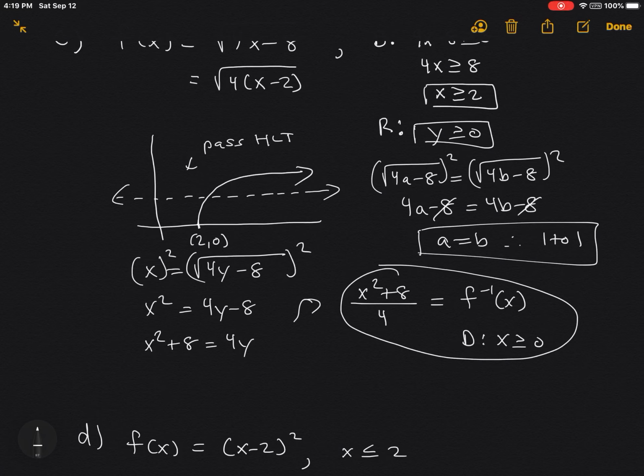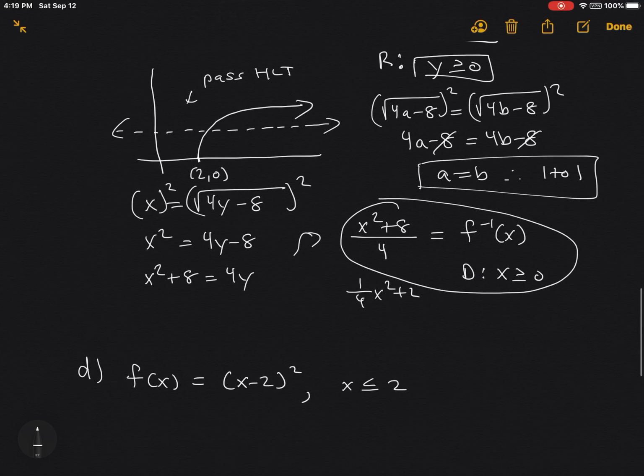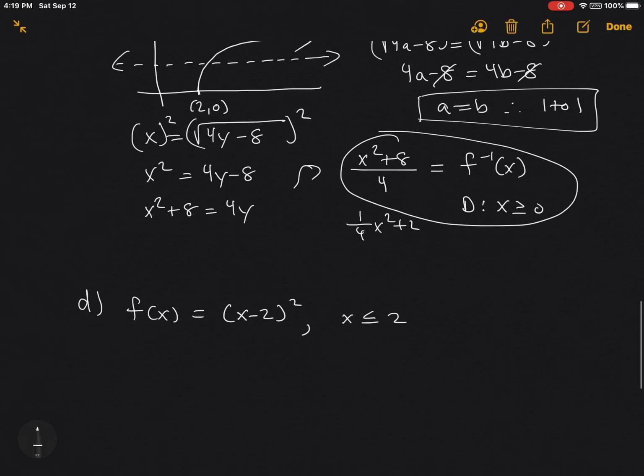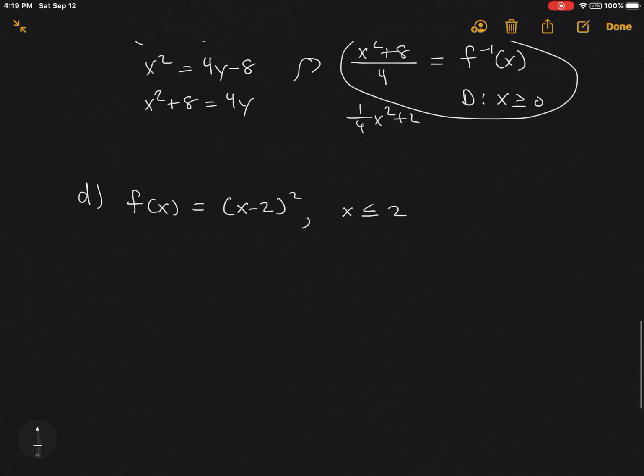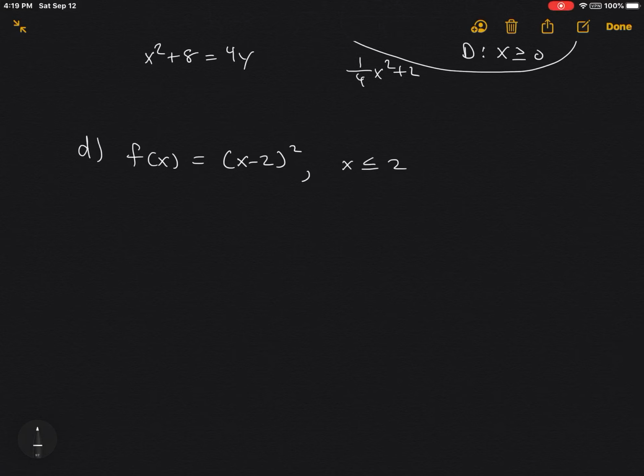And if you think about it, if I don't write this restriction right here, right, this is (x squared plus 8) over 4, it's basically 1/4 x squared plus 2. This is not going to pass the horizontal line test, right? The inverse itself also needs to pass the HLT. But if I restrict the domain for x is greater than or equal to 0, it will pass the HLT. Okay, so I'm going to talk about domain restriction in the next video or so. But for now, make sure you write x is greater than or equal to 0. Okay, and if you don't, right, you'll maybe lose 1 point on a quiz or a test.